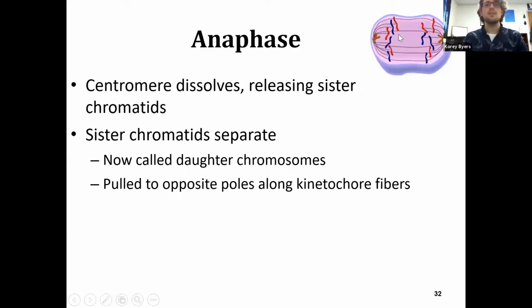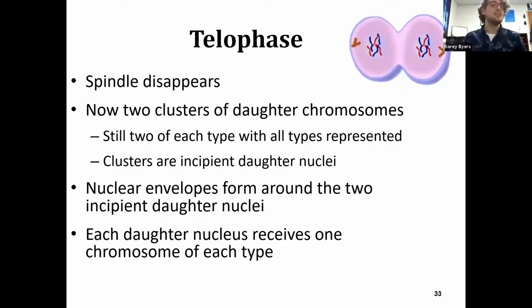In anaphase, the microtubules are pulling your chromosomes apart. The centromere has dissolved, so those sister chromatids actually separate. They're now called daughter chromosomes and will end up on either side, or either pole, of the cell. In telophase, we're almost done dividing. Our chromosomes have separated, and so we reform that nuclear envelope.